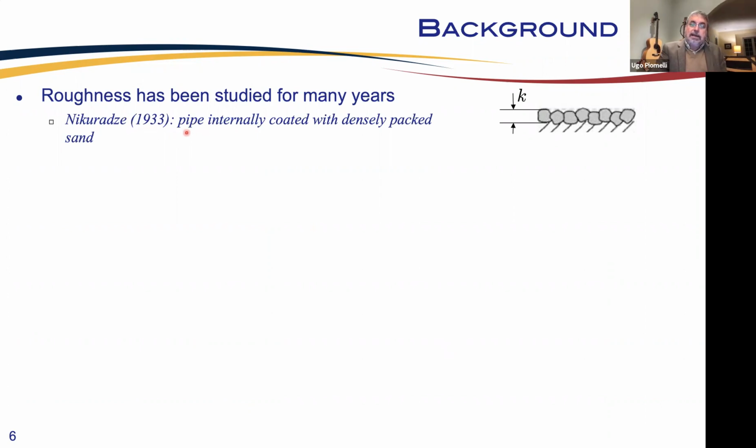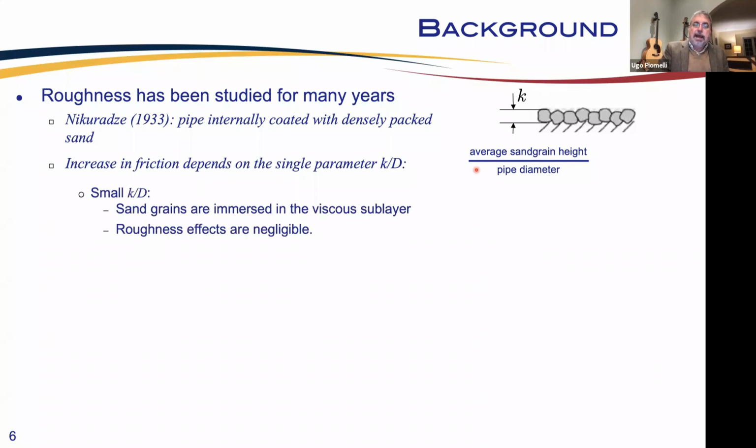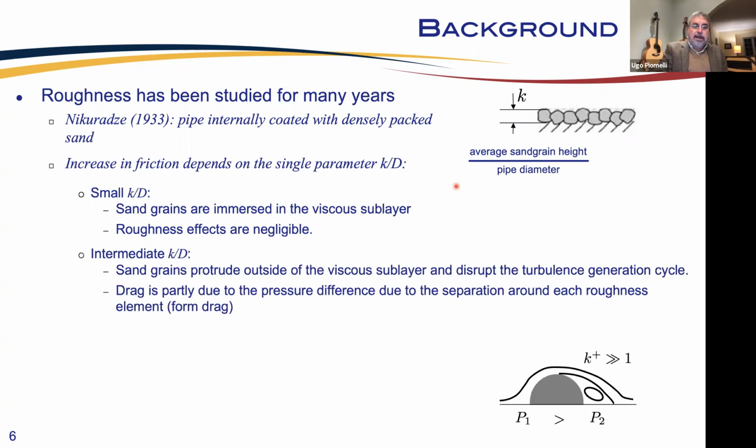Because of its importance, roughness has been studied for many years, starting with Nikuradze's experimental studies in the 1930s. He had pipes coated internally with dense packed sand with height k. And he observed that the increase in the friction, so the increase in the pressure gradient required to drive the flow, depends on a single parameter, the ratio of the sand grain height to the pipe diameter. And if this ratio k over D is small, the sand grains are immersed in the viscous sublayer and roughness effects are negligible.